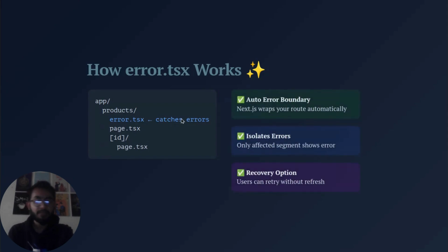And how it works is that it's automatically an error boundary. I mean, Next.js wraps your route automatically and isolates the errors, so only the affected segment shows the error, so it doesn't crash your whole application. And also users can retry without refresh, they don't need to refresh the page. Users can just click a button and refresh the page.